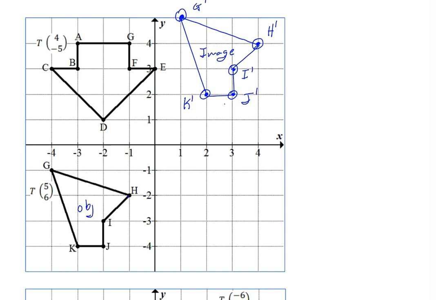We could do the same for that top left arrow shape. The translation vector is 4, minus 5. Which is saying I would have to move it 4 units to the right and 5 units down. I'm not going to do that right now.